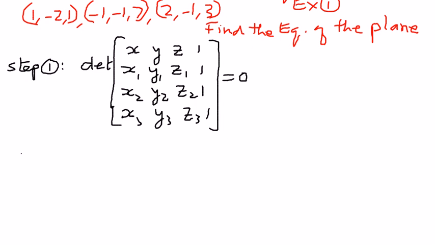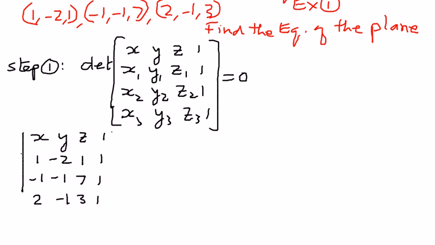Since we know the points, we will substitute them into this equation and then see what we can get. So the determinant of x, y, z, 1, x1, y1, z1 are 1, negative 2, 1 for us. X2, y2, z2 are negative 1, negative 1, 7 for us. And then x3, y3, z3 is the point which is 2, negative 1, 3, 1. And then if we were to find the determinant and then equate this to 0, that should be able to give us the equation of the plane. So let's get started on this.